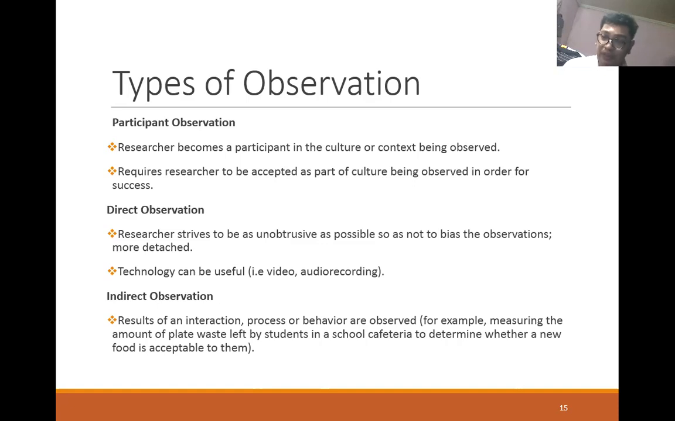Yung indirect observation, hindi mo siya nakikita ng direkta. For example, ang halimbawa nga dito, yung nagluluto sa kitchen. Like for example, sabi nga minsan nasa restaurant ka, the chef, hindi na kailangan pumunta doon kung gusto mo ang pagkain. Kapag yung plate mo ay puno pa rin ng pagkain, it only means, pagbalik niya sa kitchen, nakita ng chef, ay hindi nagustuhan. It's indirect observation.